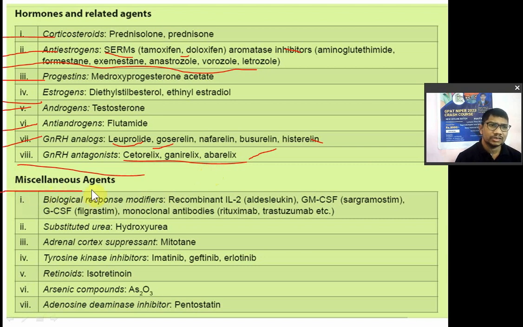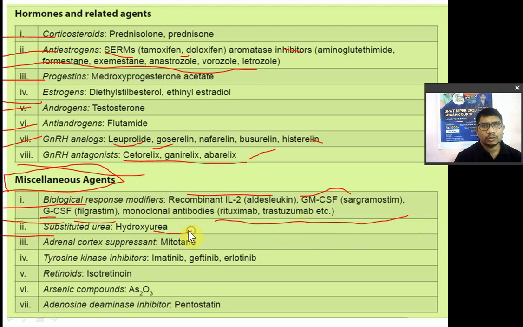Now again anti-cancer drugs, miscellaneous agents. These miscellaneous agents are drugs used to prevent the toxicity of anti-cancer drugs. In that you have biological response modifiers: interleukin 2, that is aldesleukin; granulocyte-monocyte colony stimulating factor, sargramostim; granulocyte colony stimulating factor, filgrastim; monoclonal antibodies, which are rituximab, trastuzumab; substituted urea known as hydroxyurea, which inhibits the synthesis of nucleotides. So nucleotide synthesis inhibitor: hydroxyurea.